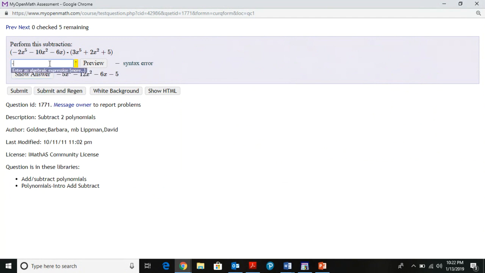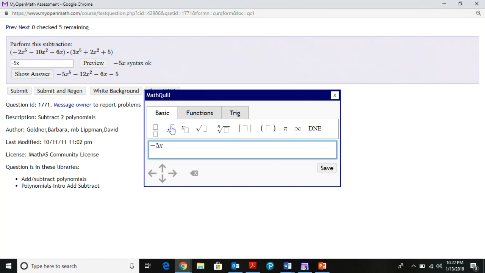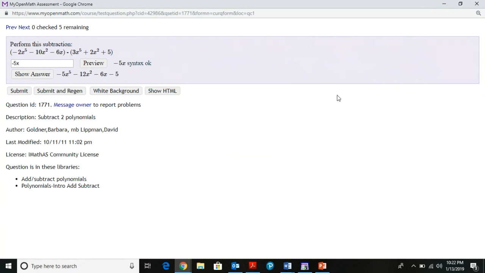So now again, with the exponents, let me just show you again real quick. Negative 5x. If you want, push this little yellow box here, and this one will give you an exponent. See, this will give you a fraction, exponent, subscript, square root, etc. So we want that one, and we would just stick the 5 in, and then just push right arrow to get out of there. So I just wanted to show you that.